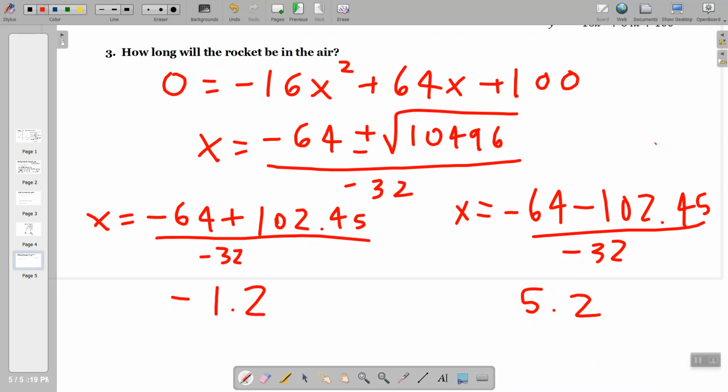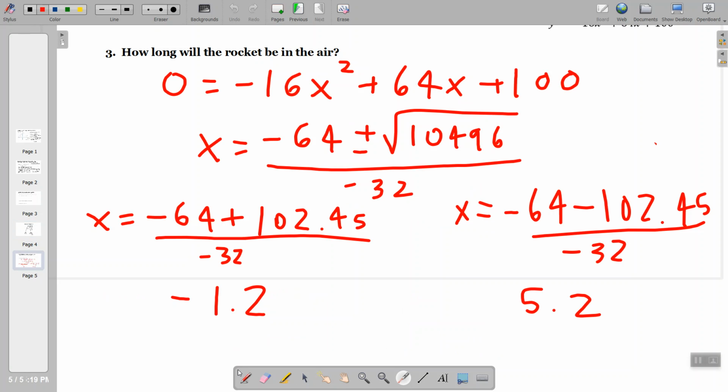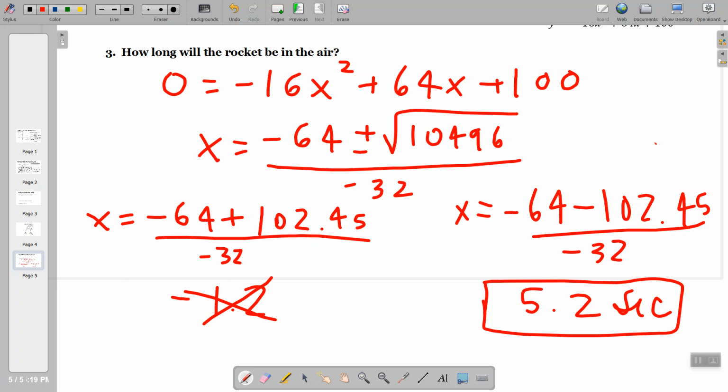Now the question was, how long will the rocket be in the air? Okay, so does it make sense to say that the rocket will be in the air for negative 1.2 seconds? That doesn't make sense. What does make sense is 5.2. So back to our graphic organizer for just a minute. The 5.2 is this one here. This is where it crosses the x-axis on this side. The negative 1.2 is this one over here. We throw that one out for being too negative, or technically really for being negative at all. So the negative 1.2 is not the answer that we want. The answer that we want for how long will it be in the air is 5.2 seconds.